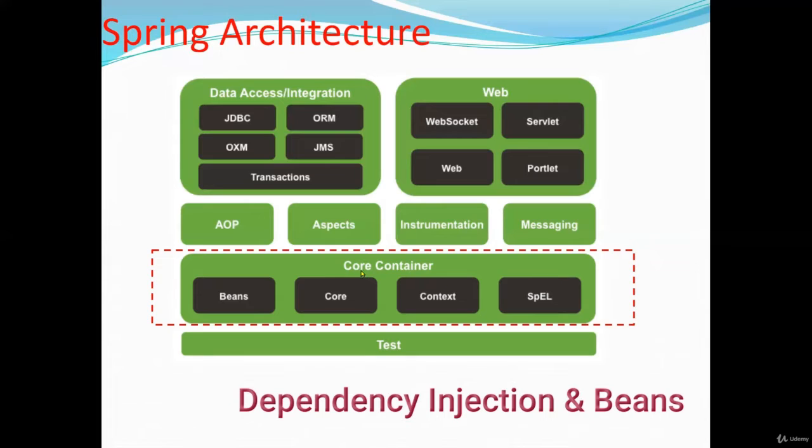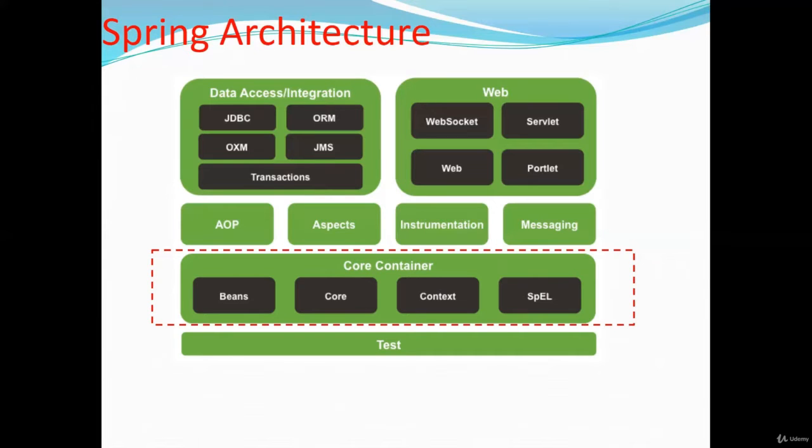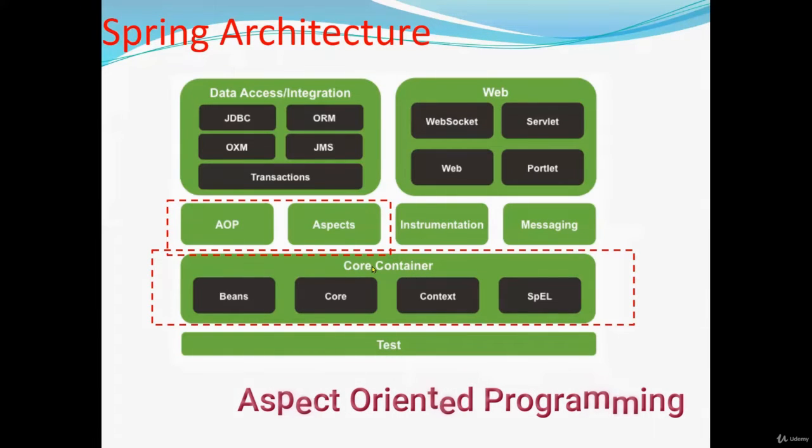So one of the components is the core container. The dependency injection is being powered by this core container. Then AOP, aspect oriented programming. See, you may be curious why we need the core container. See, the main purpose of the core container is dependency injection, bean life cycle. Okay, so why you need each one of these, what is the advantage, we are just exploring in the next couple of minutes.